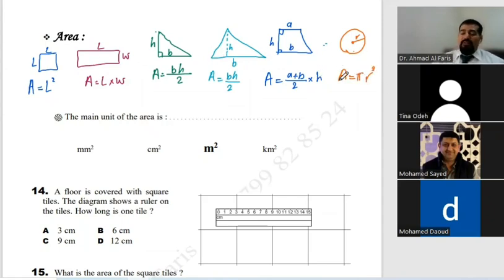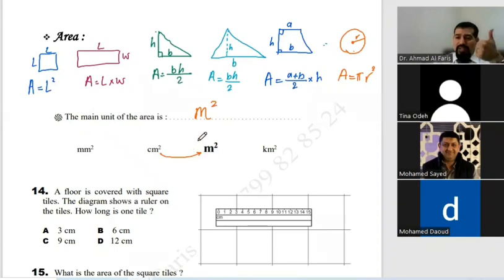All these are the areas, the shapes of the areas and the formulas that we have to know for what? For the IGCSE syllabus for all boards, Cambridge, Edexcel, and Oxford. The main unit of area is what? Meters square. Yes, because I'm multiplying length in meters multiplied by width in meters. So meters times meters, it will be meters square. So we have to know how to convert from millimeters square, from centimeters square to meters square.